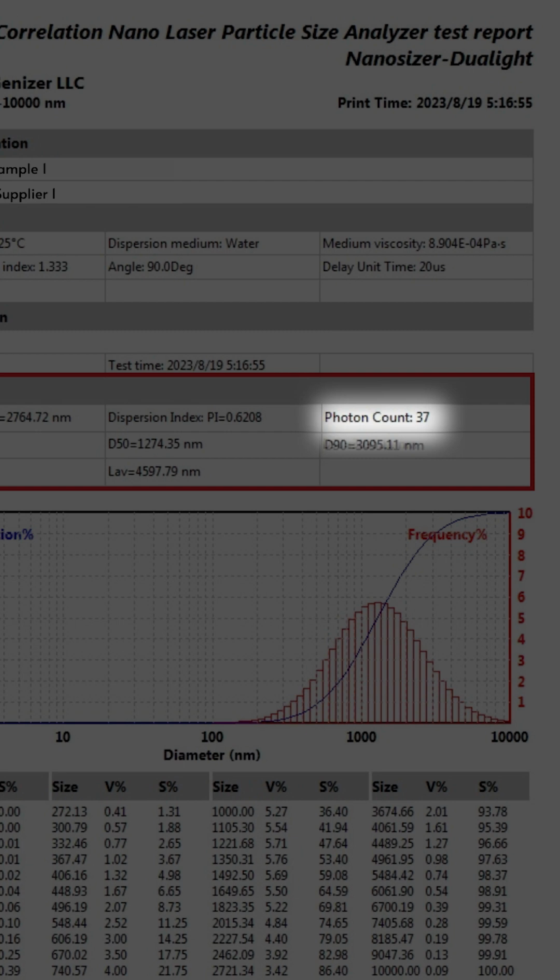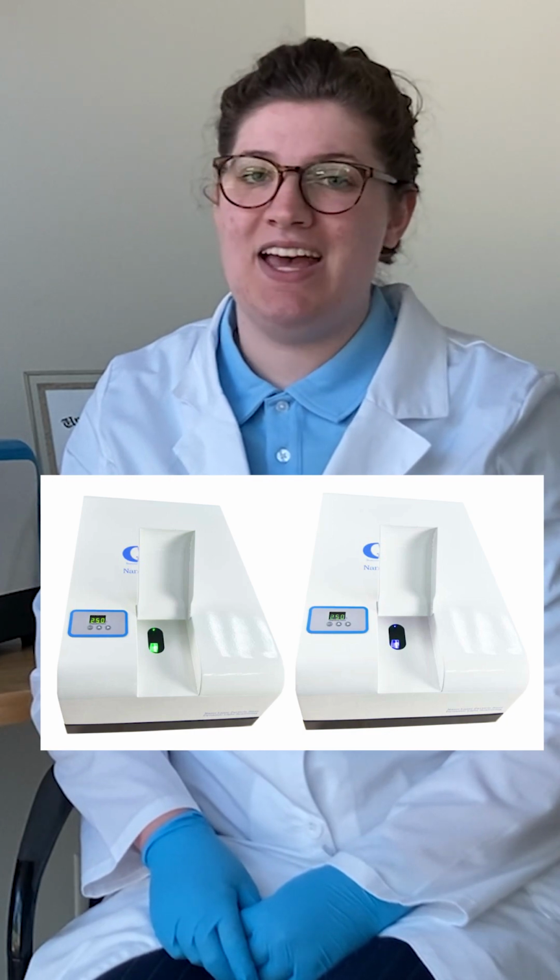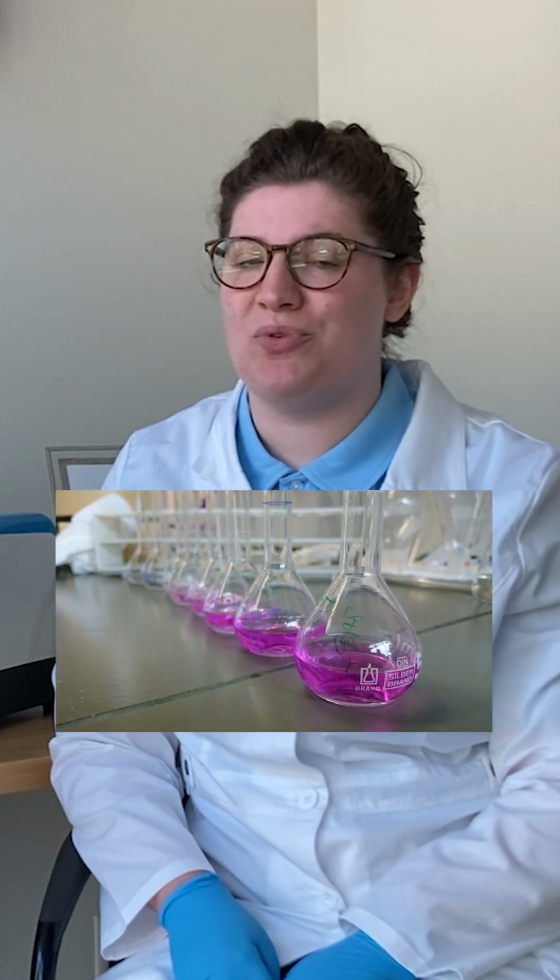The photon count is the number of photons detected during the sample time. Ideally, the photon count should be 40 when using the green laser and 10 when using the blue. If the photon count is too high, you can dilute the sample for a more accurate result.